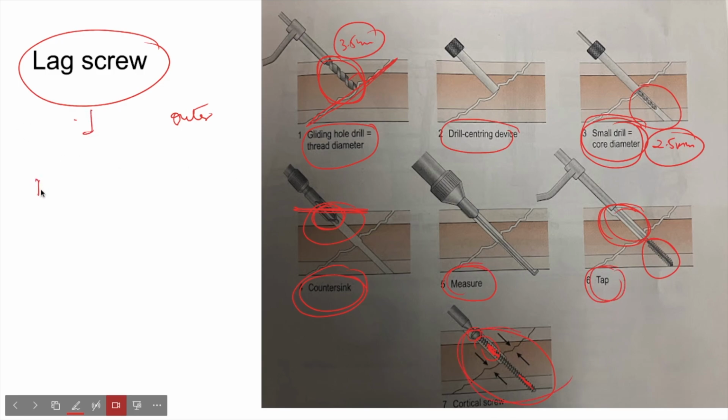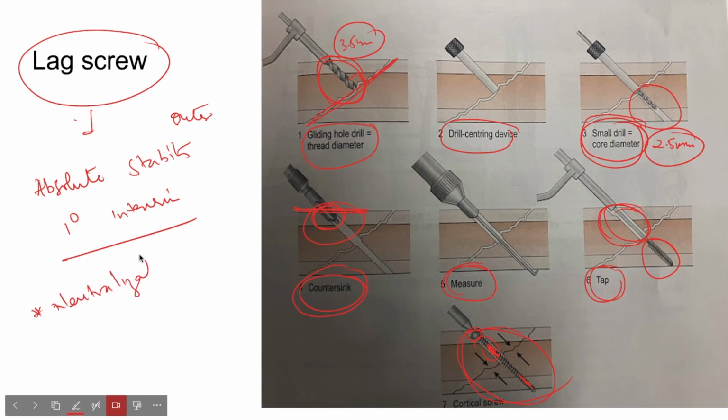Lag screw provides absolute stability, and therefore the healing is by primary intention. In many long bone fractures, you may use multiple lag screws to fix the fracture, but unfortunately a few times it will still cause shearing or rotational stability may not be obtained. In these cases, you have to use an additional plate. You will have to use a neutralization plate, which will give additional stability.